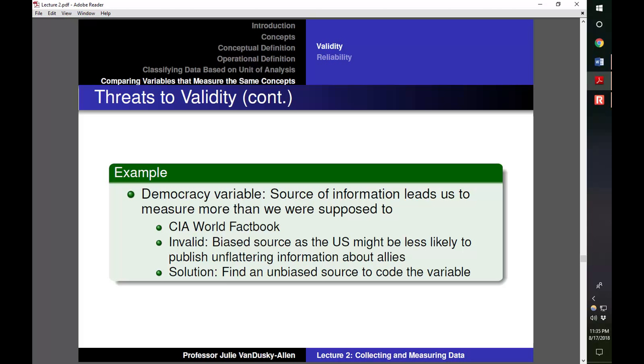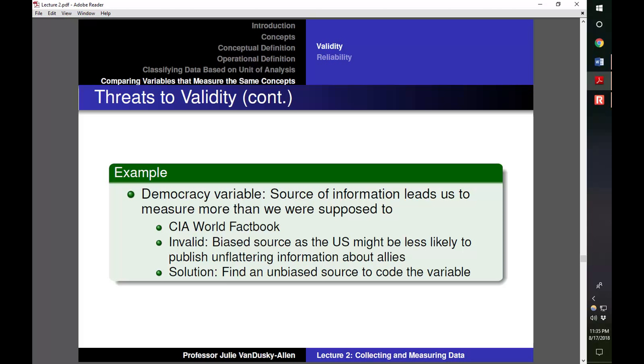However, if the CIA World Factbook is biased in such a way that it is less likely to publish unflattering information of U.S. allies, then our variable may lead us to code some non-democratic countries that are U.S. allies as democracies. Then our variable would not only be measuring democracy, it would also be capturing U.S. government bias of countries throughout the world, a characteristic we did not intend to measure.